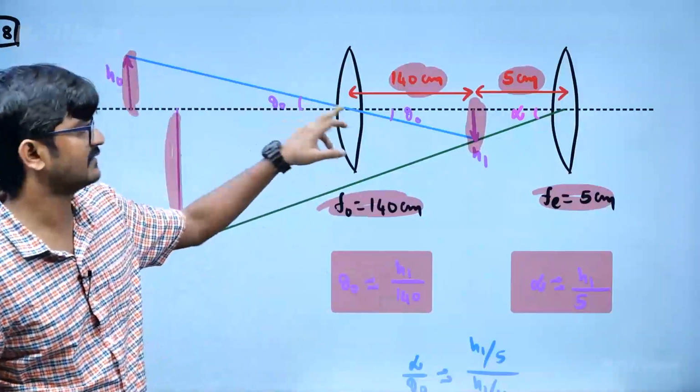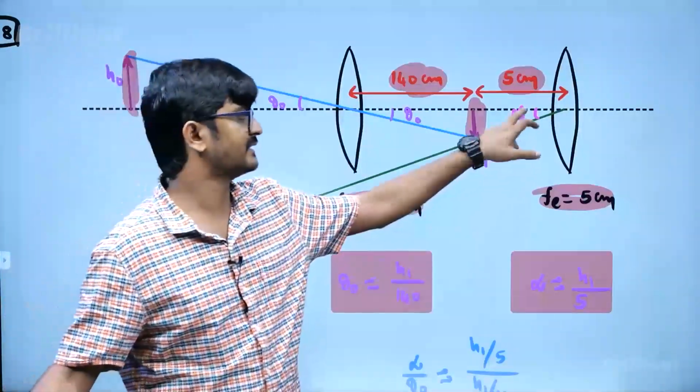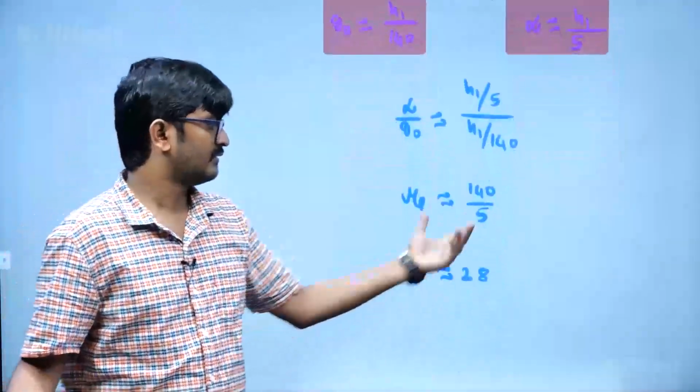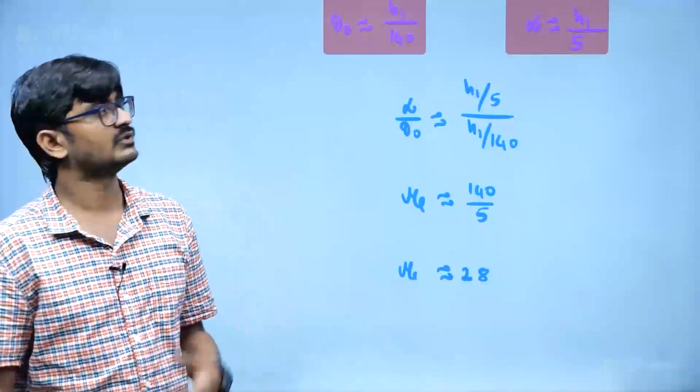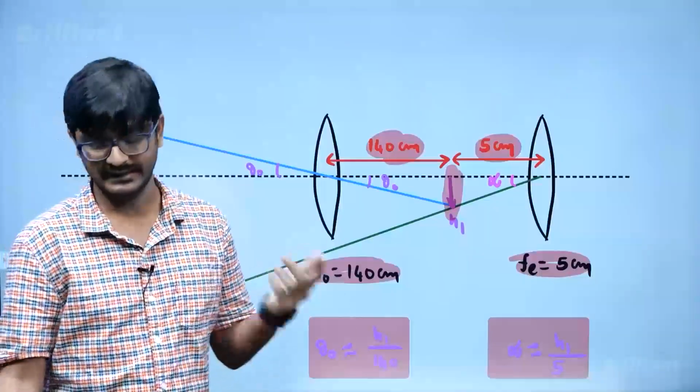So what was the angle subtended at my naked eye? Theta naught, which is h1 by 140. Now the new angle subtended is h1 by 5. So when I take the ratio, I will get 140 by 5, which is 28. So the new angle subtended is 28 times the old angle subtended at my naked eye.